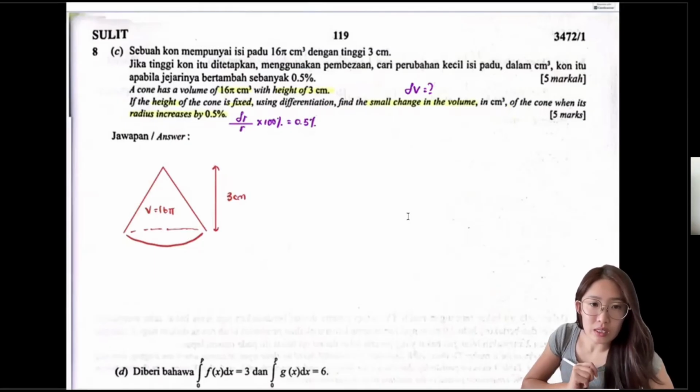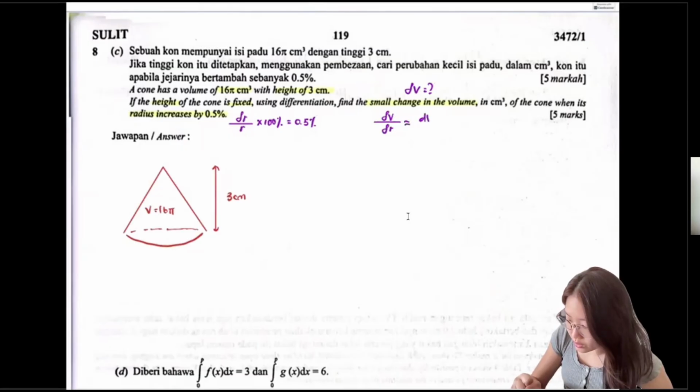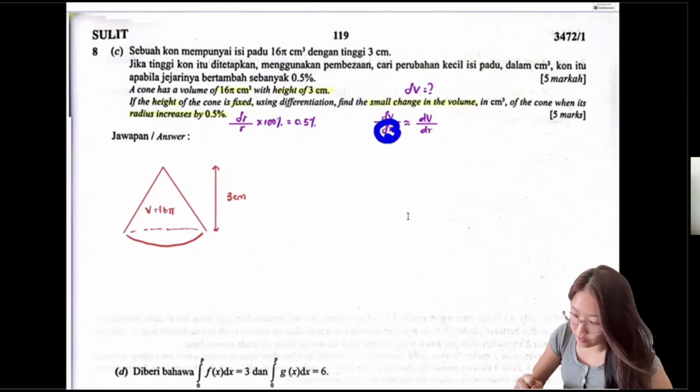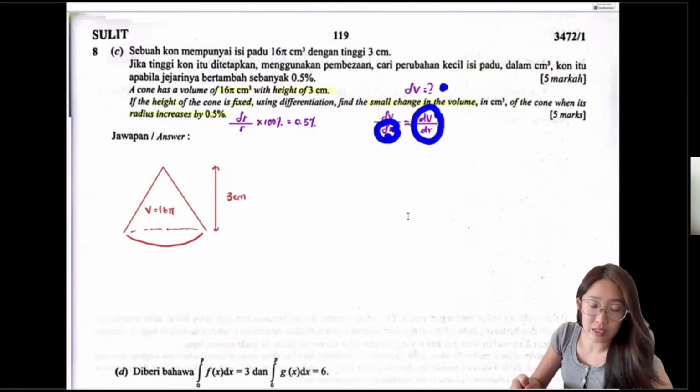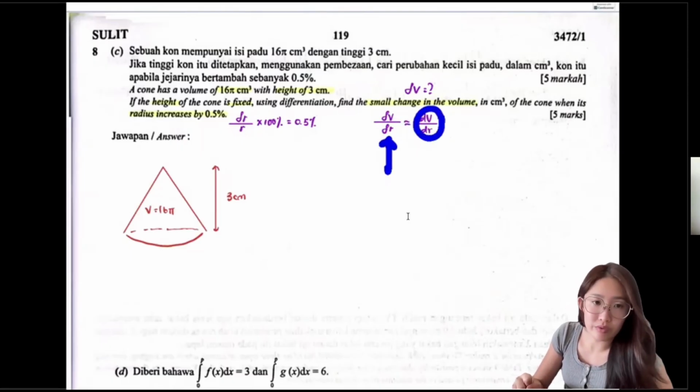Okay, so let us find delta R first. Because when you're doing small change, the formula will be delta V over delta R approximately equals dV/dr. These are the things that you need to find out first, this one and this one, because at the end, they want you to find delta V. So they are supposed to have this and this part being found first.